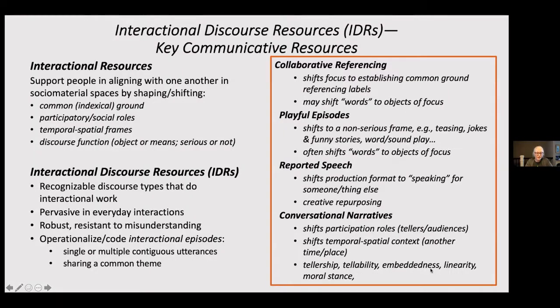And the other thing we did was I noted how tracing people as they shift among footings, indexical grounds, and activities led us to what we're calling interactional discourse resources. So IDRs are communicative resources central to managing these shifts. They're recognizable, robust, and pervasive, so they can be readily operationalized for our analyses. We looked particularly at examples of 4 of these: collaborative referencing, playful episodes, reported speech, and conversational narratives.